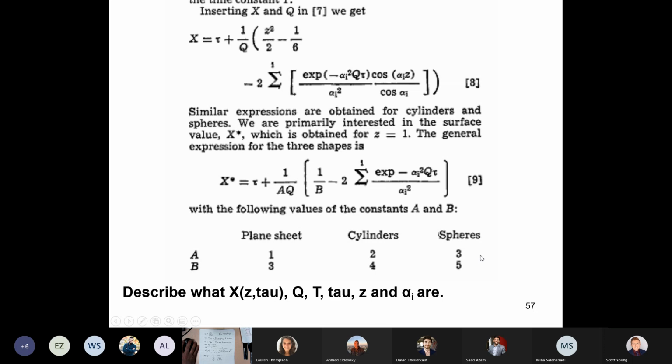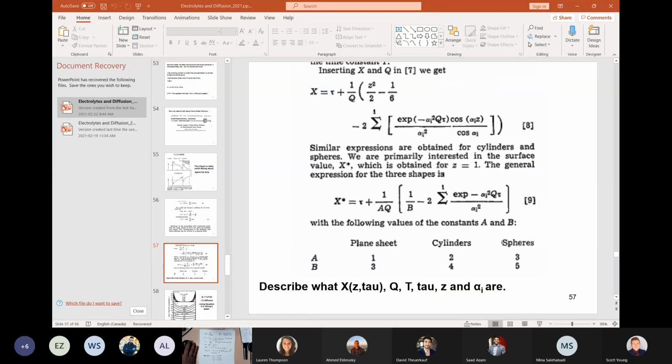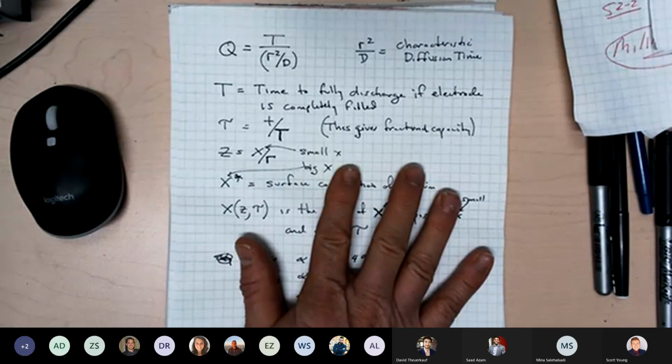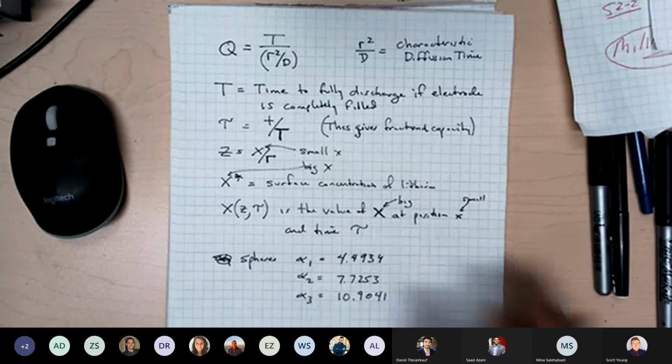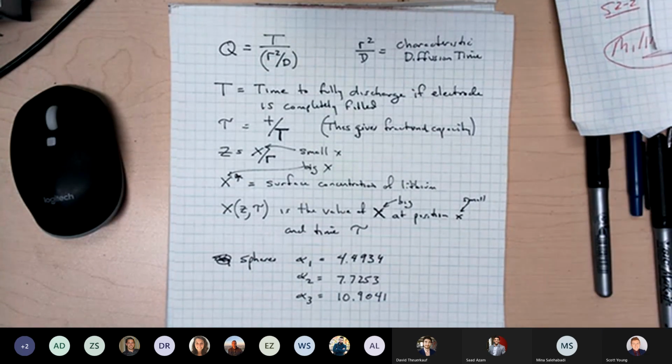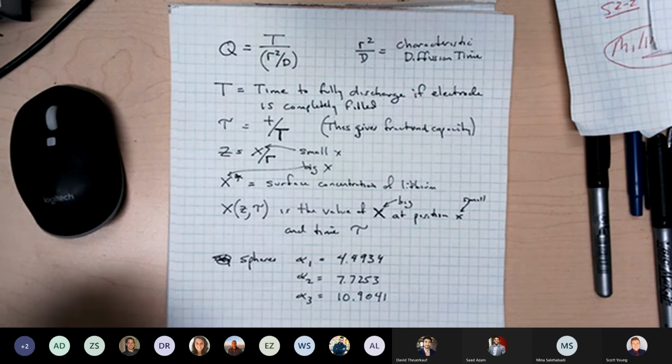So I'm going to switch over to my document camera so I can describe that. All right, I believe you should see my document camera now. Is it true? Yep. All right, so let's talk about these things.